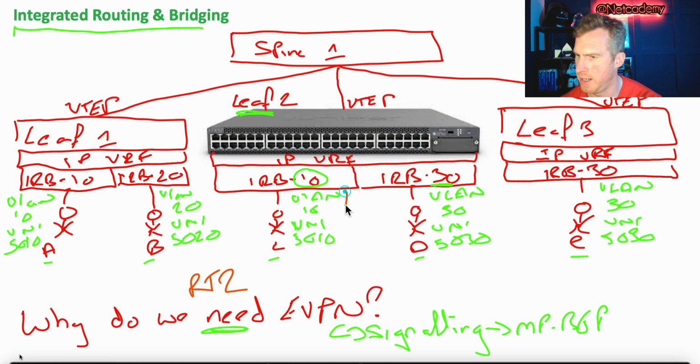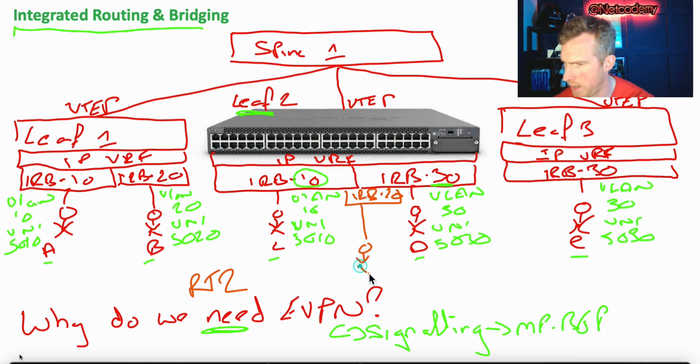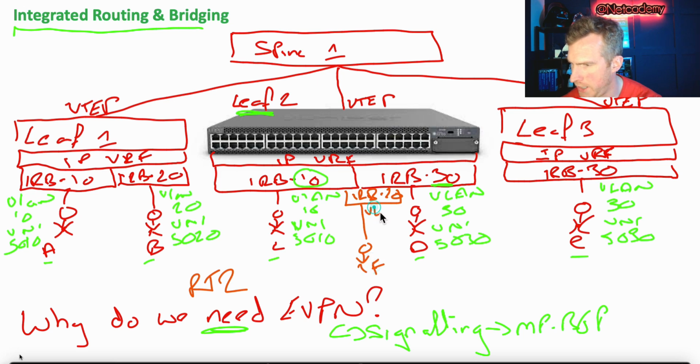Let's also add in here another IRB, so let's call it IRB.20, and in here we've got user F connected, and that is going to go into VLAN 20, and that is associated to VNI 5020 as well. So what happens if user A wanted to send traffic to user F, or wanted to receive traffic?